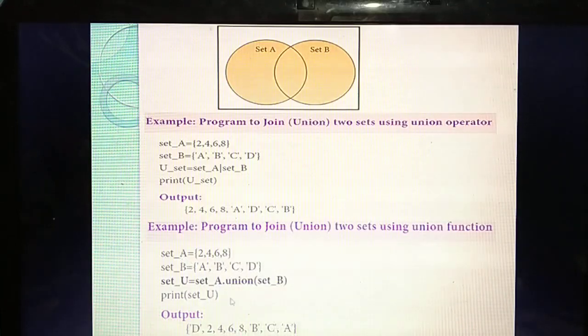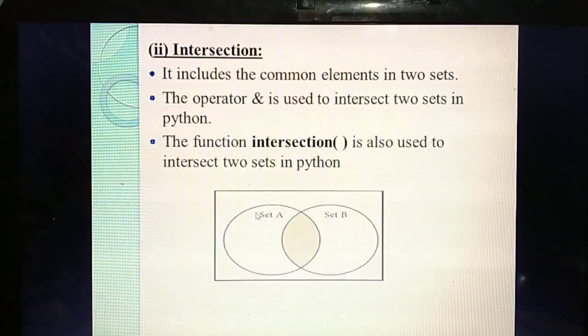Okay, set A dot union of set B. Understand? Either you can write this operator symbol or you can write dot union. Okay, next you need to print this element. So see this output. Both the elements that are present in the two sets come as output. Understand? This is union.